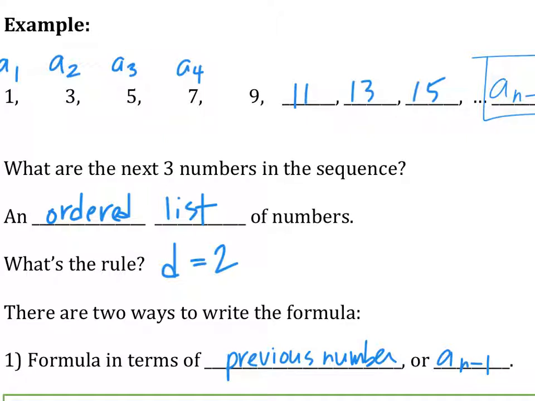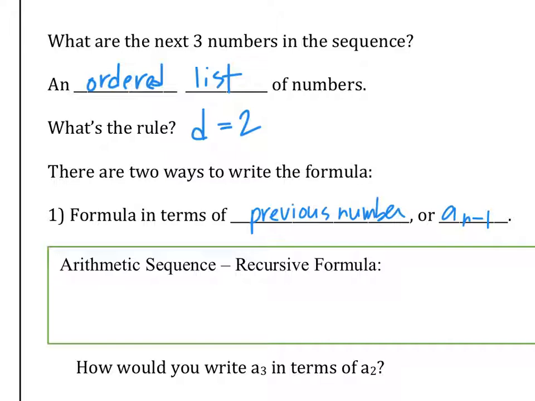But that's really kind of not a good rule, right? Because you're always telling me to go to the previous one. So it's not helpful unless you tell me what is the first number. Or else we're just adding 2 from where? I don't know. So you have to tell me what A1 is.